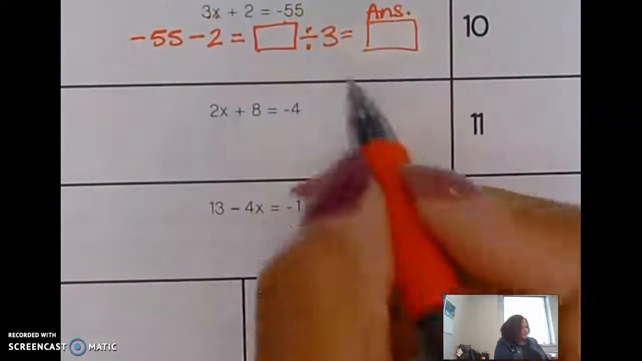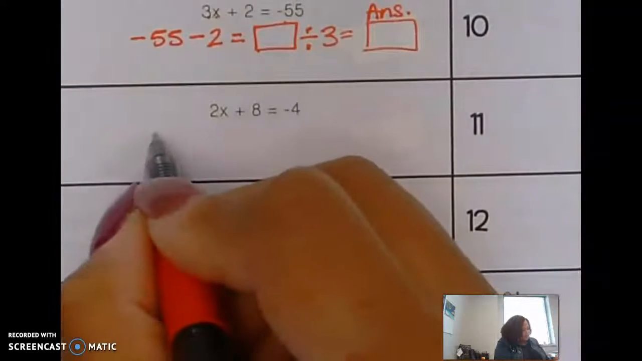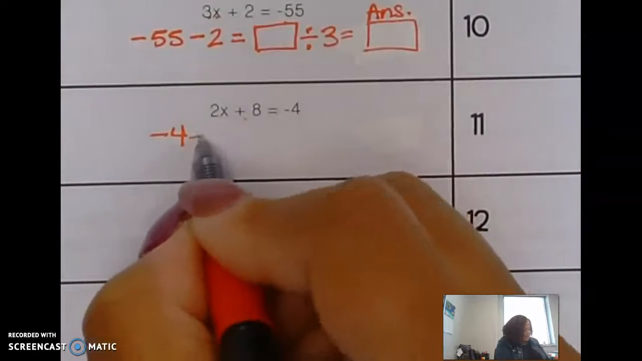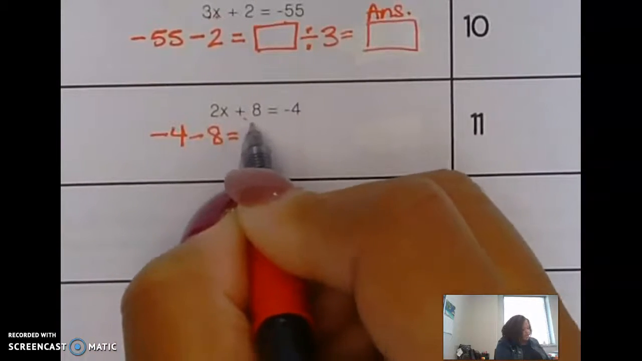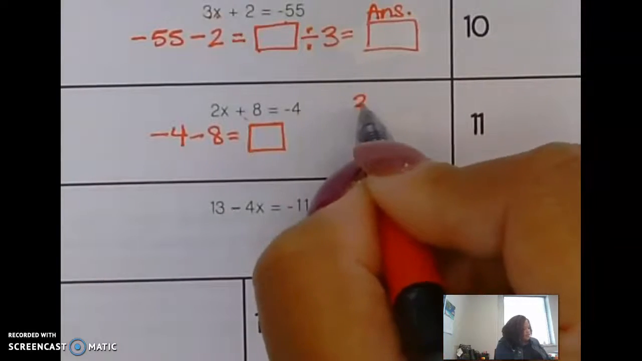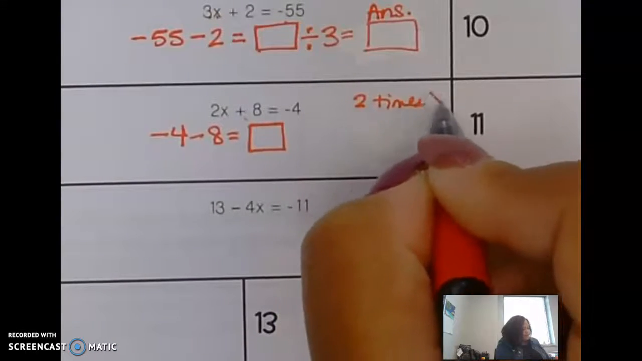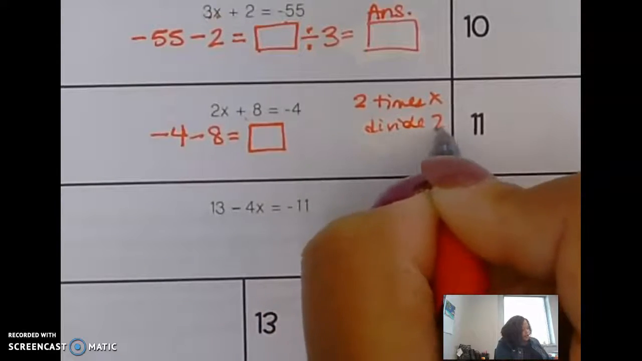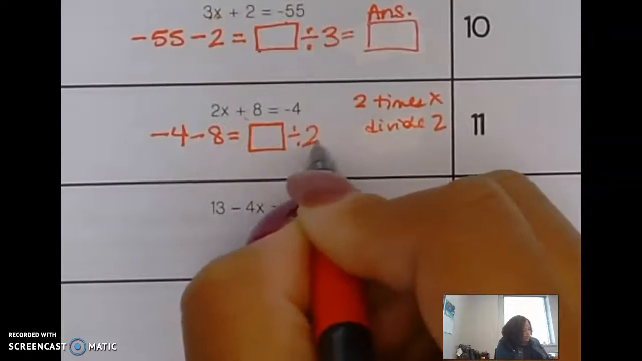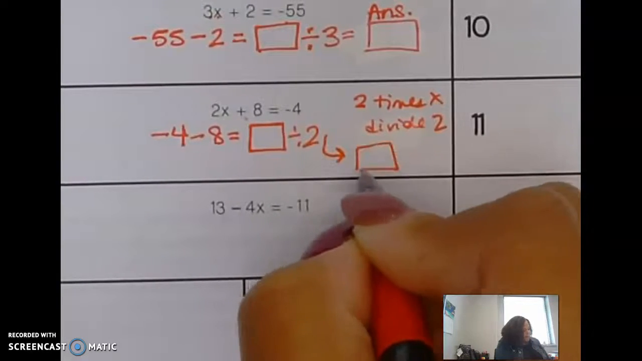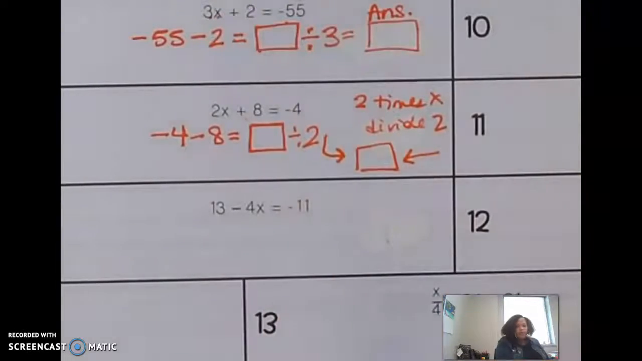Number 5, I'm doing the same thing with the negative 4. Negative 4, the opposite of plus 8 is minus 8. I got to undo the plus 8 by subtracting. I'm going to get something. This says 2 times x. The opposite of that is divide by 2. So I'm going to divide by 2, and then I'm going to bring it down here, my final answer. Put double arrows there because that's what I want.